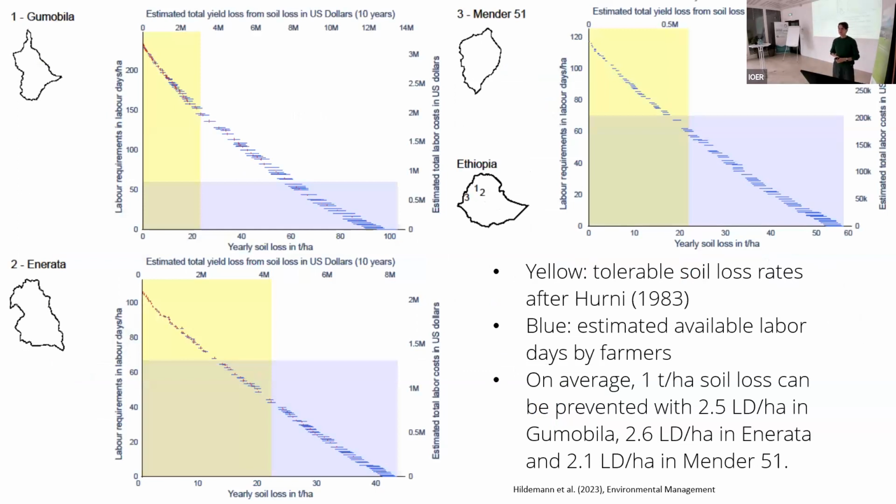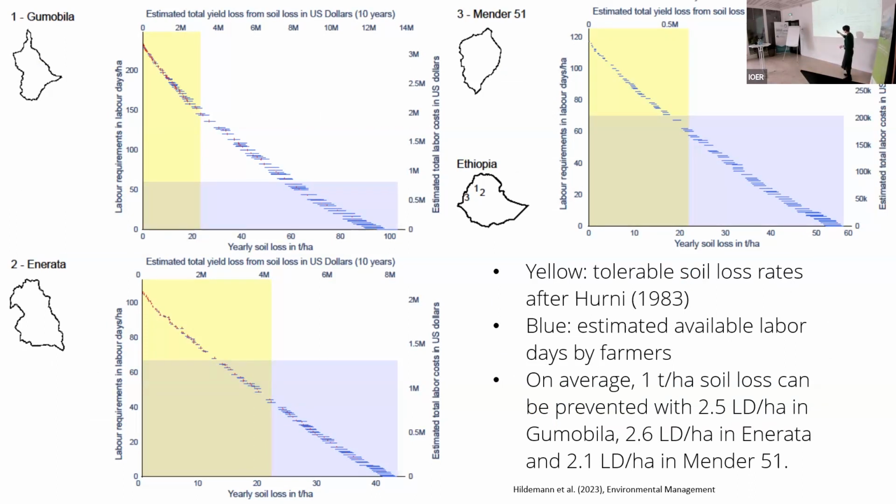So here we see the results of this spatial optimization case study for 3 different sub-regions in Ethiopia. Here you see their location 1, 2, and 3. Then, on the x-axis is the yearly soil loss in tons per hectare that we want to minimize. And on the y-axis is the labor requirement in labor days that we also want to minimize.